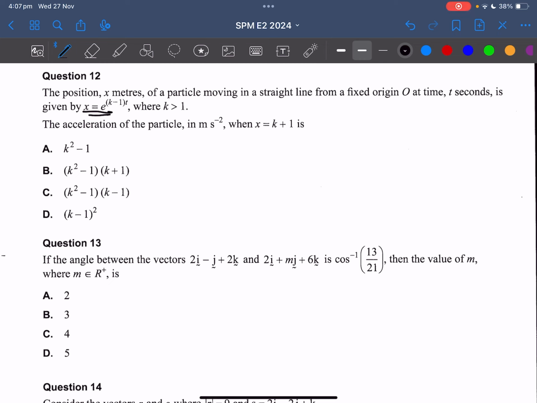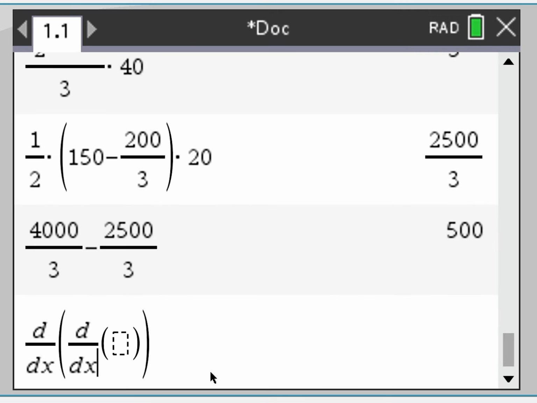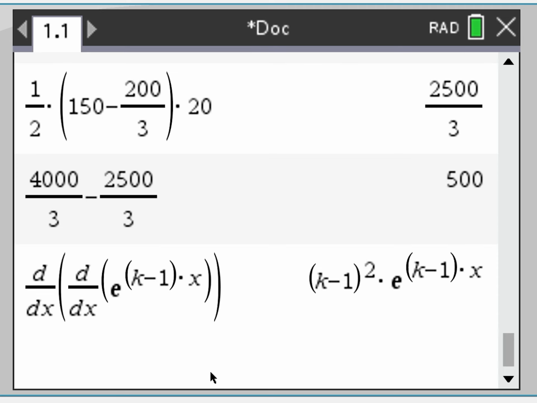If you differentiate velocity, you'll get acceleration. So we have to double differentiate the position equation over here in terms of time. Okay, so let's find the acceleration now. So menu, differentiate with respect to x, and again, e to the power of k minus 1 times x. Okay, so this over here is our acceleration, and now we have to substitute the time to find the acceleration.